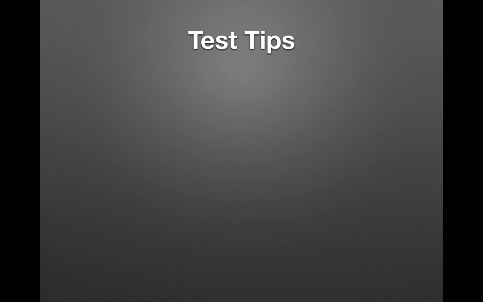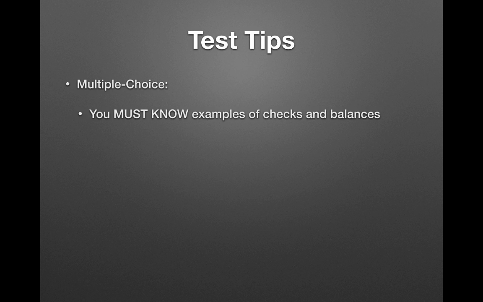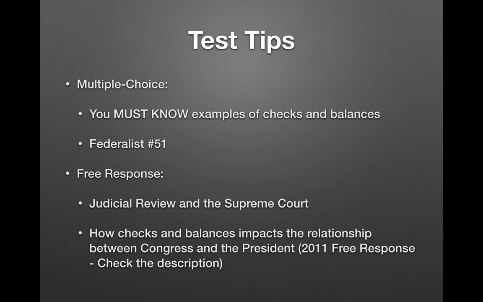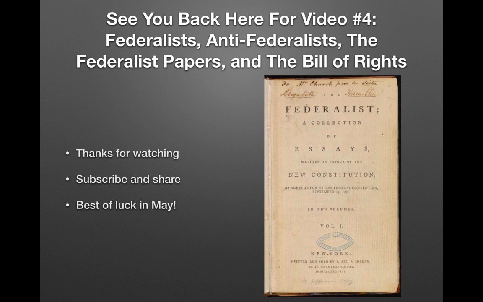All right, let's jump on over to test tips for you. We will finish up with, for multiple choice, you must, no ifs, ands, or buts about it, know a bunch of examples of checks and balances. I've seen multiple choice questions about them. Federalist paper number 51, holy cow, be able to identify that bad boy. And for the free response, definitely know judicial review in the Supreme Court and how checks and balances impacts the relationship between Congress and the president. That was straight from the 2011 AP Gov exam. I got a link to it in the description. Check it out.